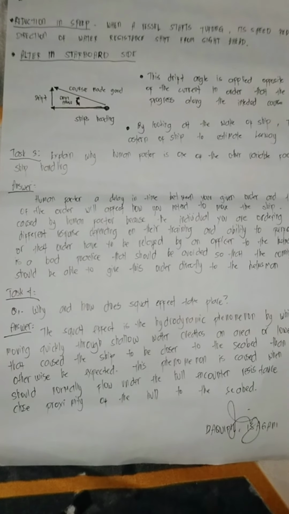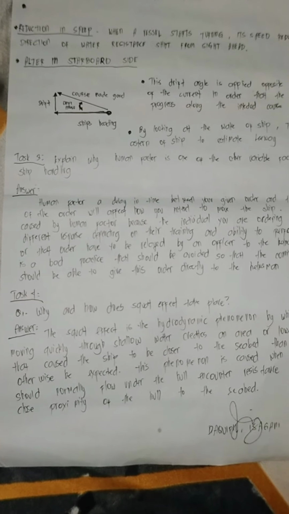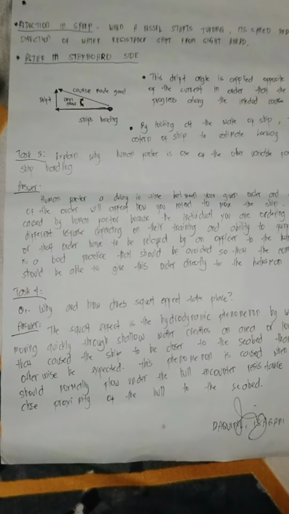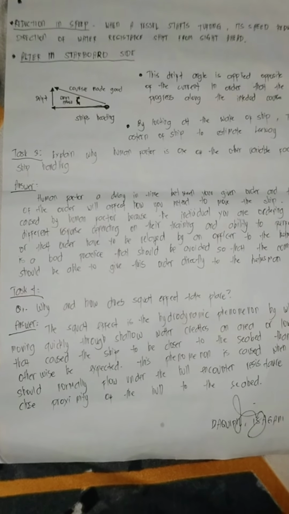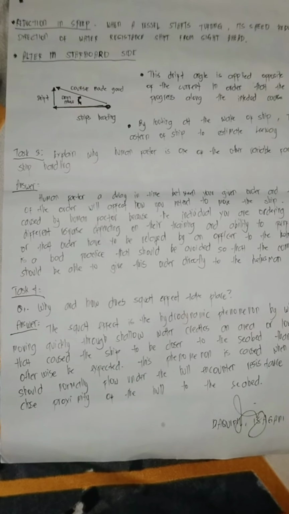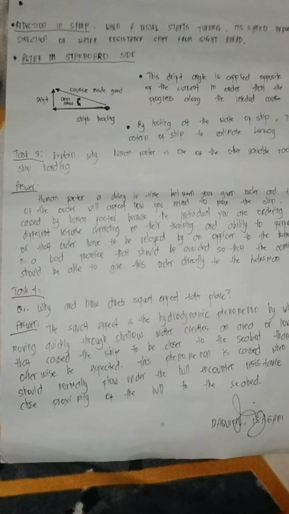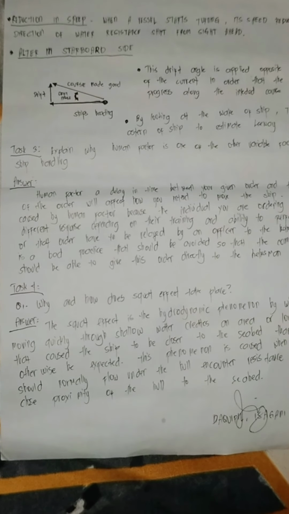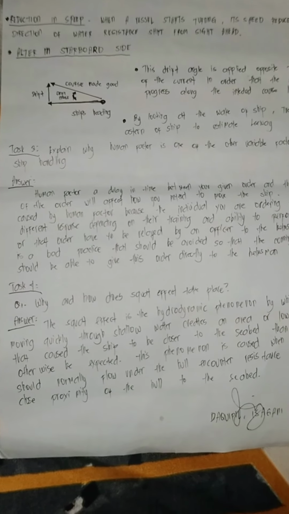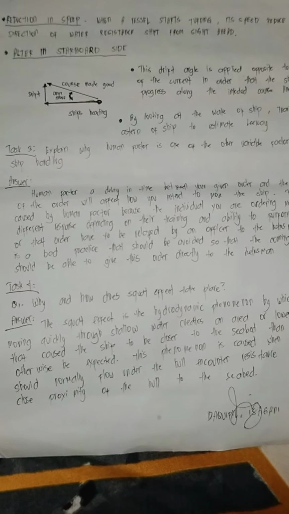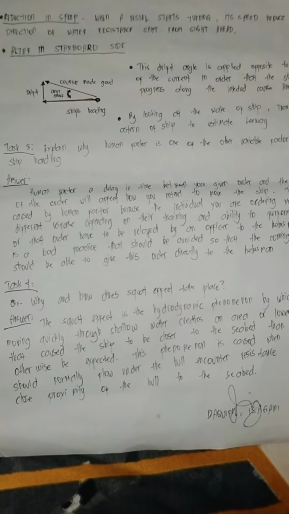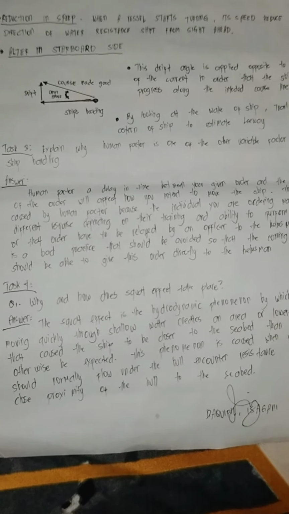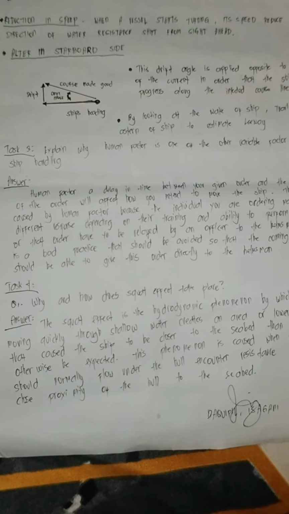Task 4: Why and how does the squat effect take place? The squat effect is the hydrodynamic phenomenon by which a vessel moving quickly through shallow water creates an area of lowered pressure that causes the ship to sit closer to the seabed than would otherwise be expected. This phenomenon is caused when water that should normally flow under the hull encounters resistance due to the close proximity of the hull to the seabed.